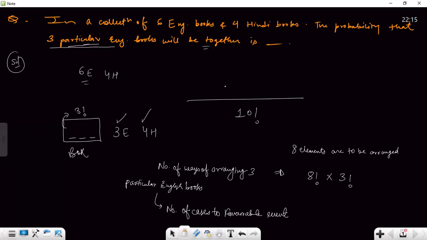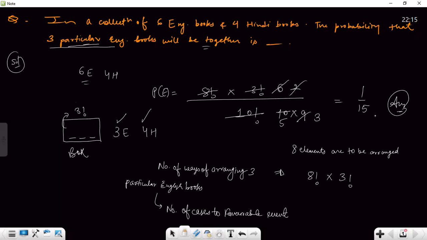So let's bring them here for the probability of the event. 8 factorial cuts with 10 factorial, leaving 10 into 9. 3 factorial is 6. 6 by 3 is 2, 9 by 3 is 3. 2 cancels with 10, leaving 5. The probability of the event comes out as 1 by 15. That is our answer. Clear? Yes, sir.